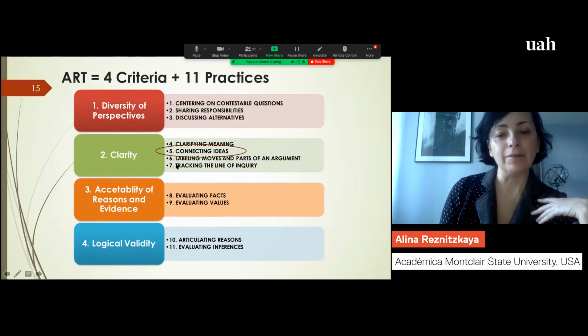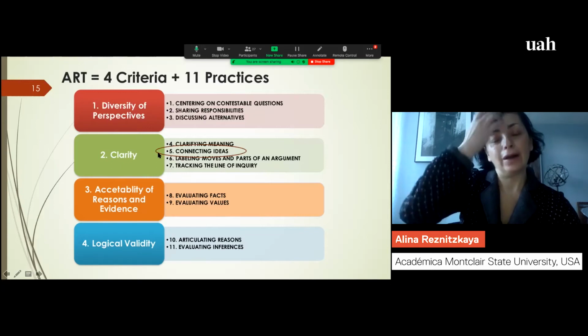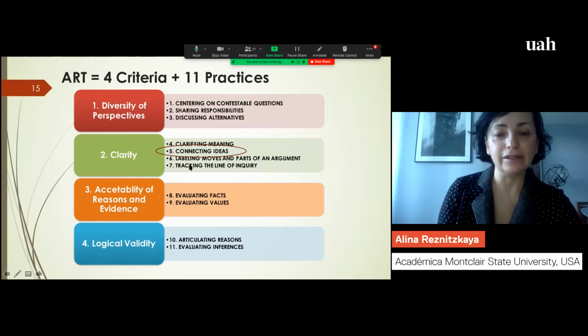She can clarify meaning, work on connecting ideas, work on labeling moves and parts of argument. And this is a more general one: she can summarize or track the line of inquiry, or have the students summarize it. So just having these practices stated here, like these are the 4 practices, go ahead and use them, is still not enough for teachers to know specifically what to do.